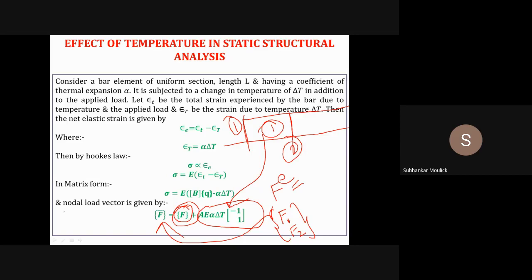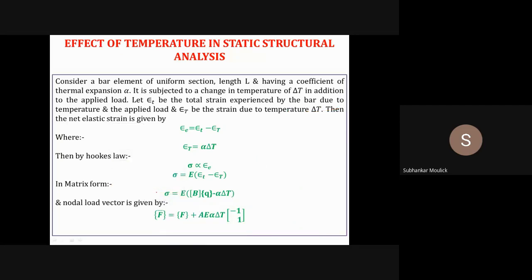Is it clear? Any doubt so far? No, sir. Okay. Other people, please respond whether it is clear or not.